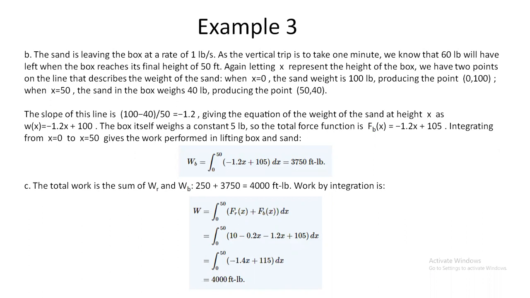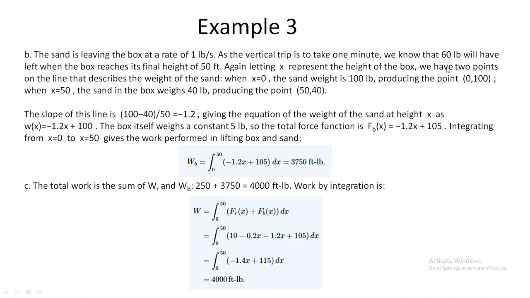So meaning, during the time that you are pulling up the box with the sand, the weight of the sand inside it is decreasing. So the sand is leaking in your box at a rate of 1 pound per second. So as the vertical trip is to take 1 minute, which is equivalent to 60 seconds, then we get 60 pounds of sand from the box. Meaning when your box already reaches the height of 50 feet, by that time, the remaining amount of sand in your box will just be 100 minus 60.